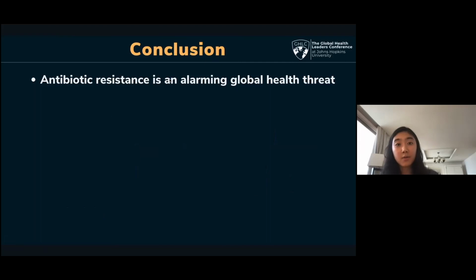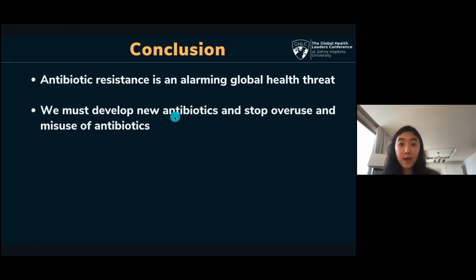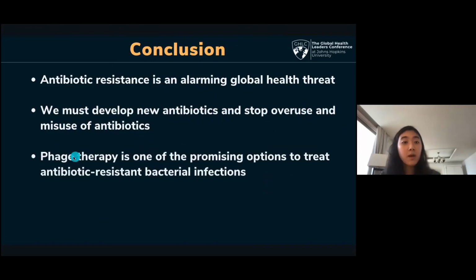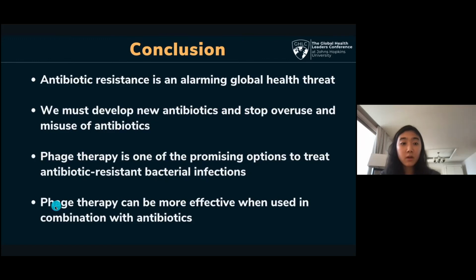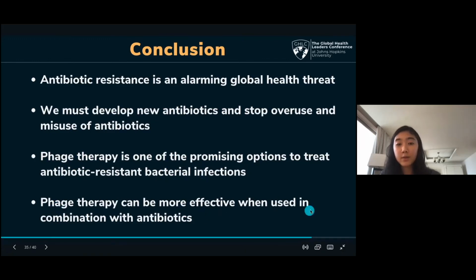Here are some take-home points. Antibiotic resistance is an alarming global health threat. We must develop new antibiotics and stop overuse and misuse of antibiotics. Phage therapy is one of the promising options to treat antibiotic-resistant bacterial infections. Phage therapy can be more effective when used in combination with antibiotics.